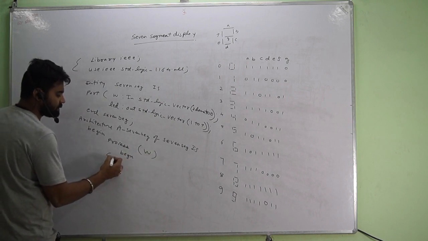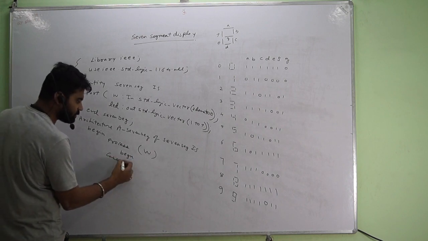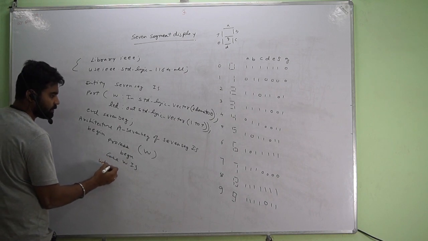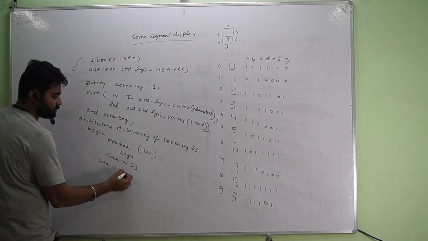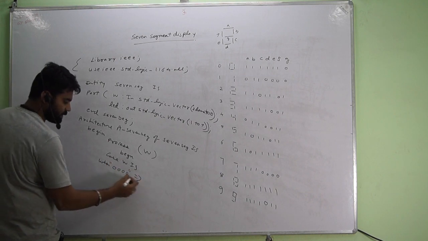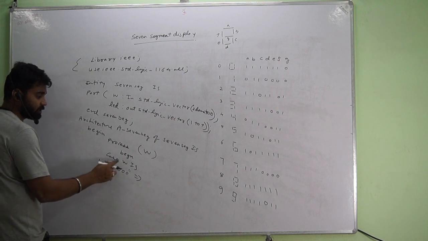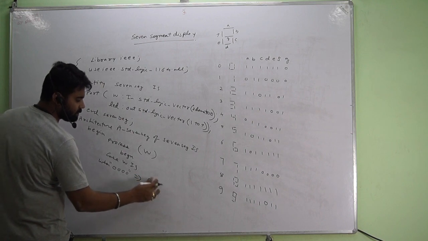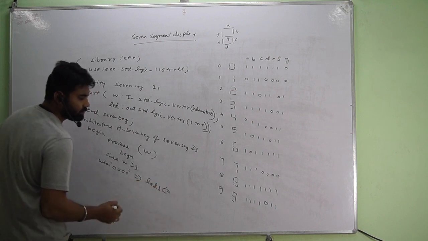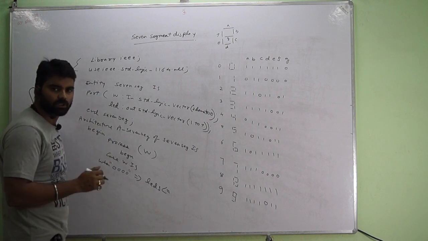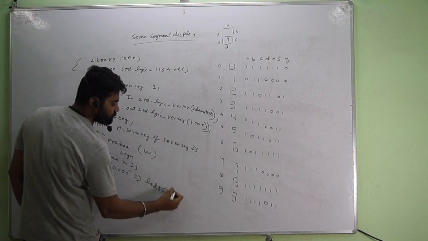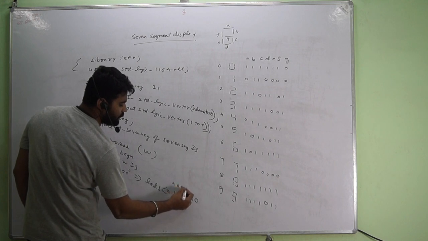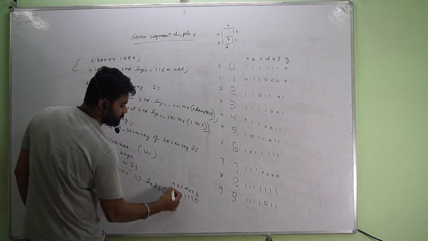Begin. Case. Obviously, W is the only case here. Case W is when 0000, a 4-bit number. When W is 0000, then the LEDs, that is A, B, C, D, E, F, and G, we have to write as 1, 1, 1, 1, 1, 1, and 0. These stand for these segments.